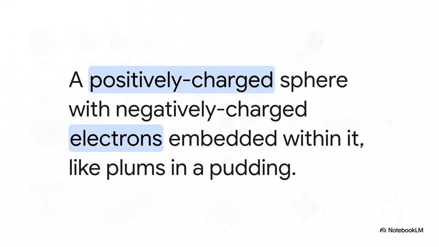But then 1897 happens, and J.J. Thomson discovers the electron. This was a game changer. It proved the atom wasn't a solid ball after all. His new model was something people called the plum pudding model, basically a big ball of positive stuff with these little negative electrons dotted throughout, like chocolate chips in a cookie.